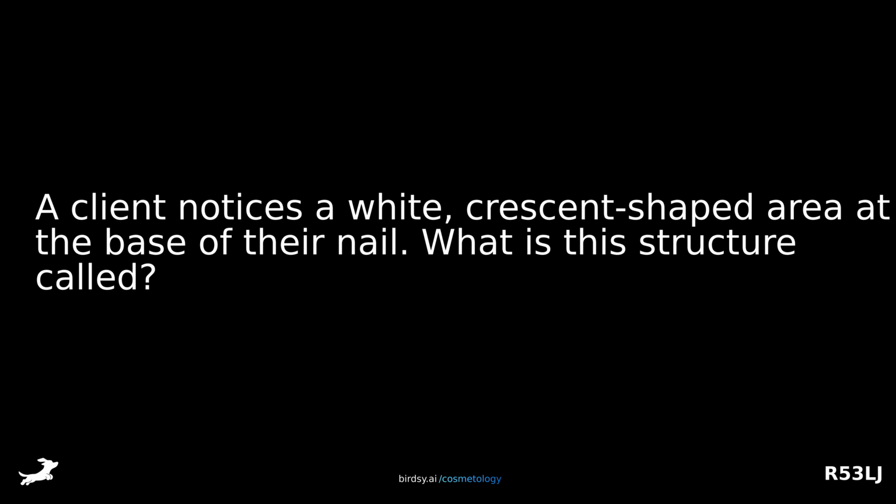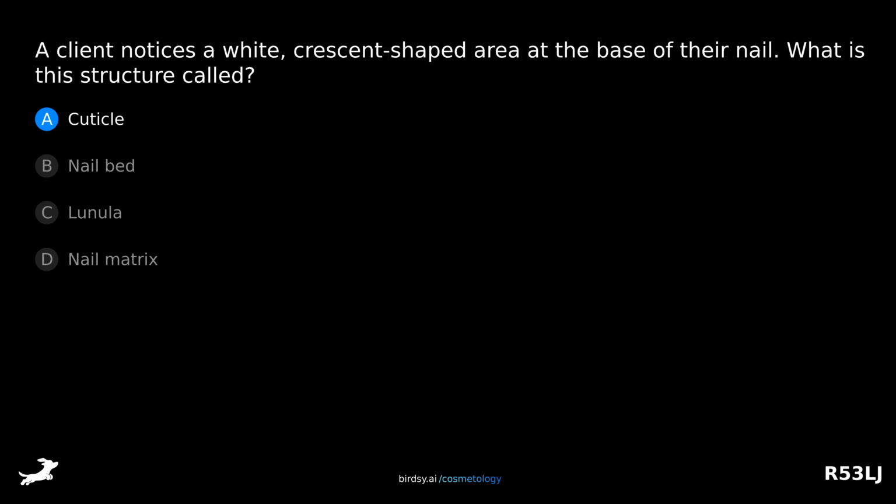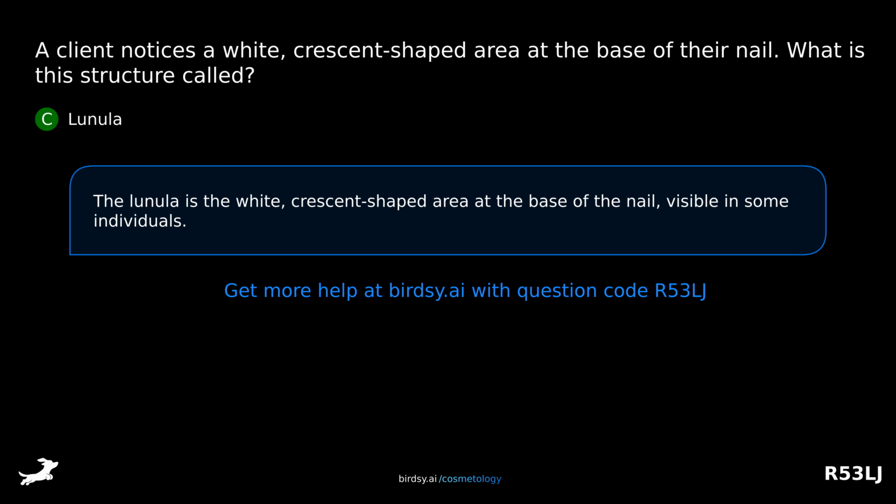A client notices a white, crescent-shaped area at the base of their nail. What is this structure called? Is it A, cuticle, B, nail bed, C, lunula, or D, nail matrix? The answer is C, lunula. A lunula is the white, crescent-shaped area at the base of the nail, visible in some individuals.